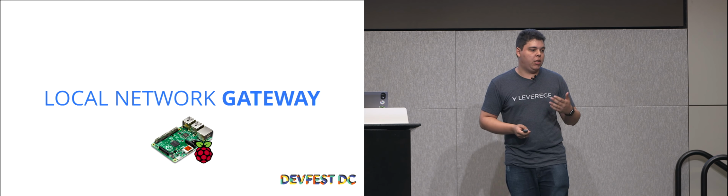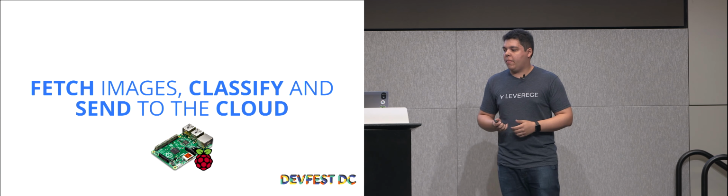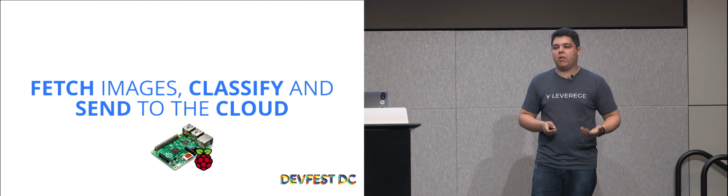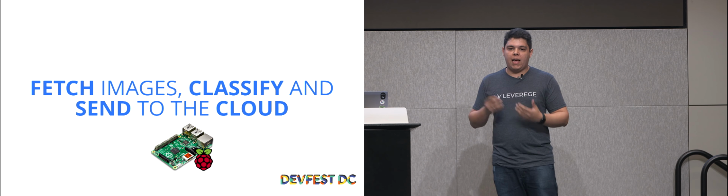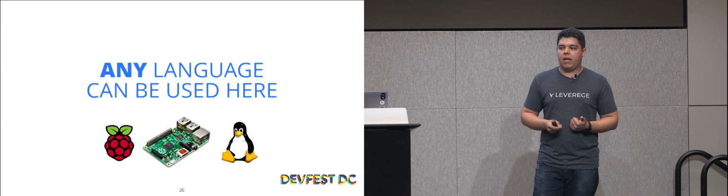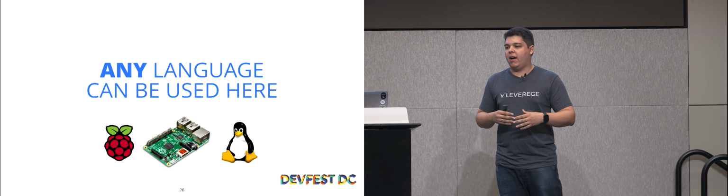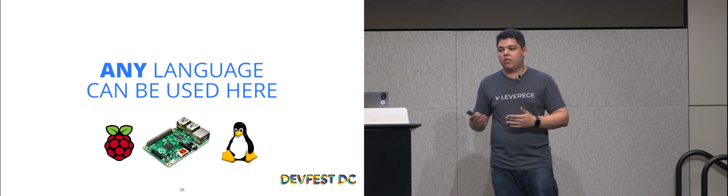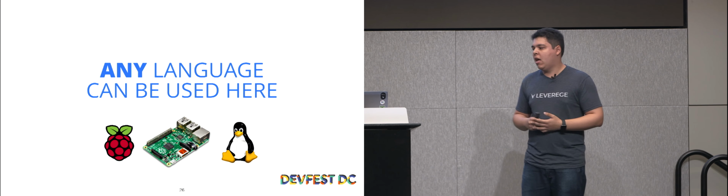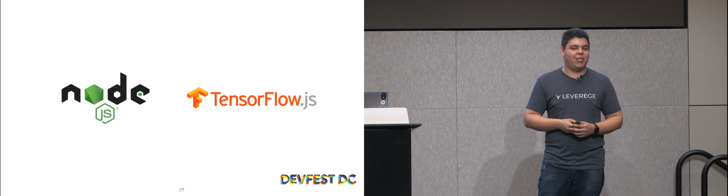Now I'm going to go to the local gateway that's running on the Raspberry Pi. The objective of the local gateway is to fetch those images from all the cameras on the local network, classify them, and send the processed data to the cloud. In this case, I use a Raspberry Pi, which is a single-board computer. It usually runs a Linux OS, so we can use any language we want. You can use Java, Python. In this case, I use Node because I like Node and like to code in JavaScript.